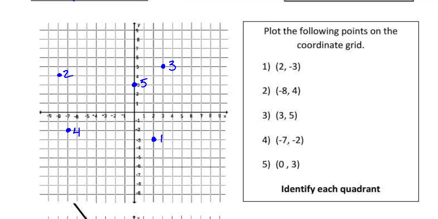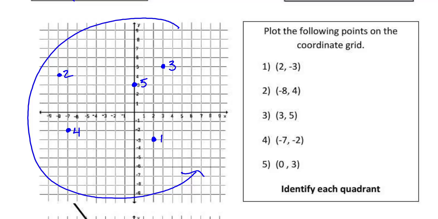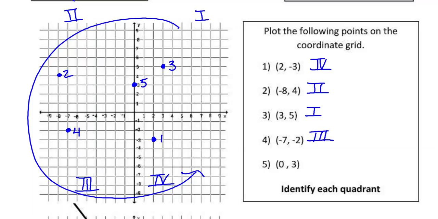So here are your answers for those. It also wanted us to identify each quadrant. Remember, the quadrants go around like a C, so this is quadrant 1, 2, 3, and 4. So the first point is in quadrant 4, the second point is in quadrant 2, third is in 1, fourth is in 3, and be careful with that last point, that one is on the y-axis.